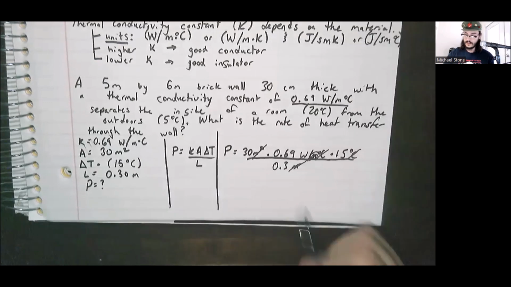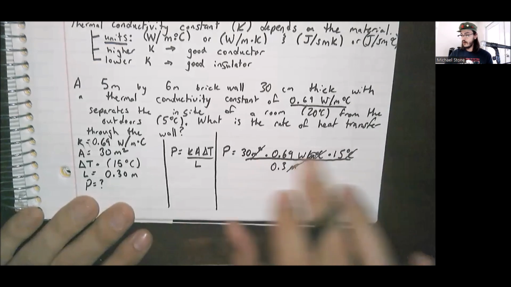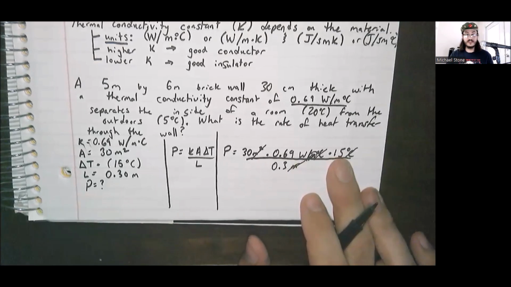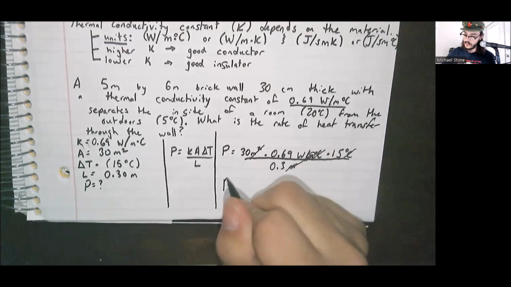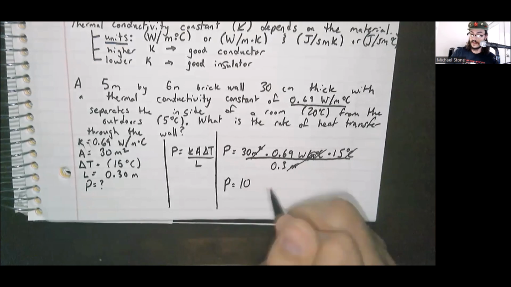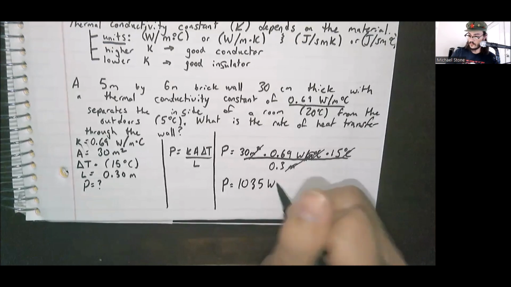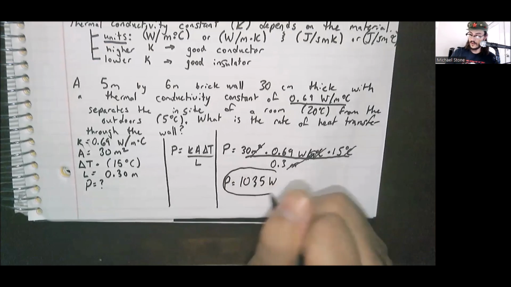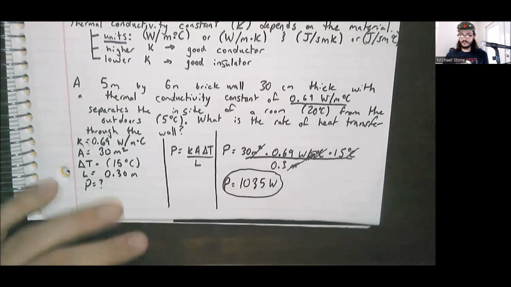Always check your units, kids. It'll allow you to avoid making silly mistakes. All that's left after that is to punch all of this into a calculator. And when you punch all of that into your calculator, you should arrive at 1035 watts as your rate of heat leaking through the wall to the outdoors.